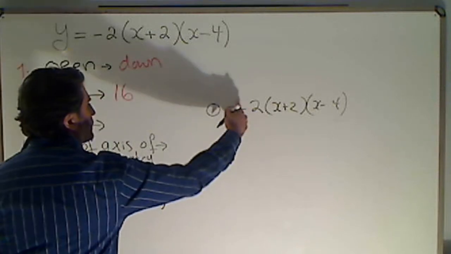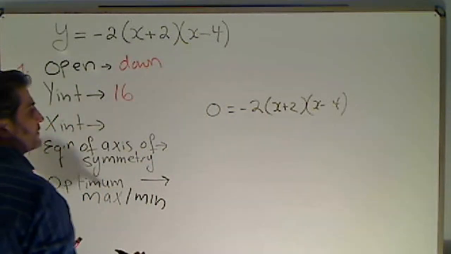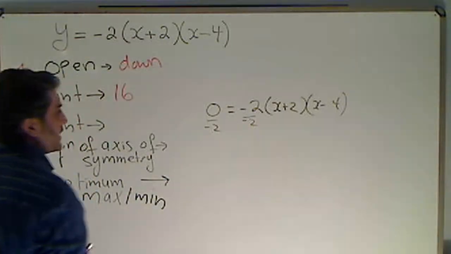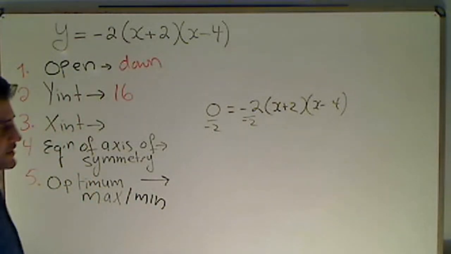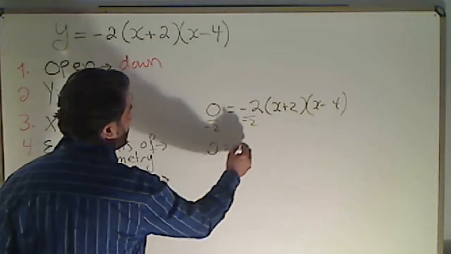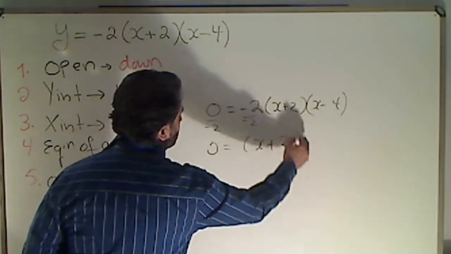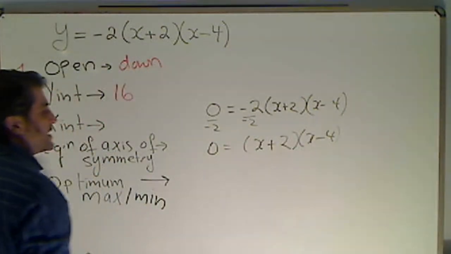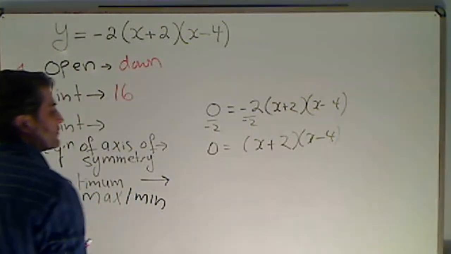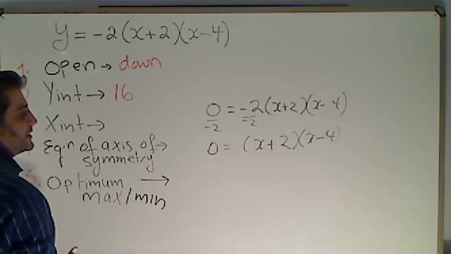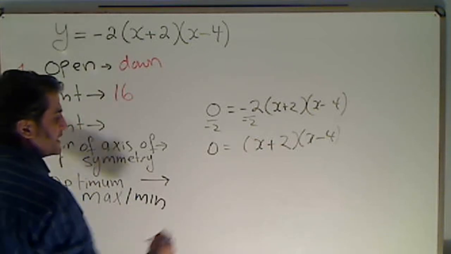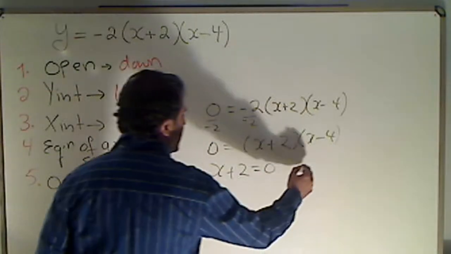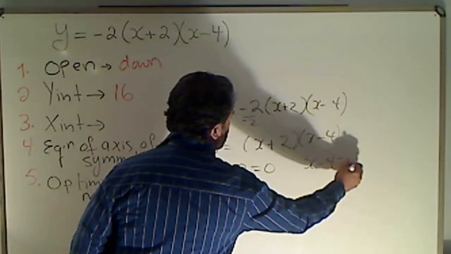Now, to get rid of the coefficient, you can divide both sides by negative 2. So when we do that, to get rid of it, which will not affect finding your zeros or x-intercepts, 0 equals x plus 2 and x minus 4. Now we set both of these pairs of brackets equal to 0 in order to isolate for x to find the zeros. So x plus 2 equals 0 and x minus 4 equals 0.